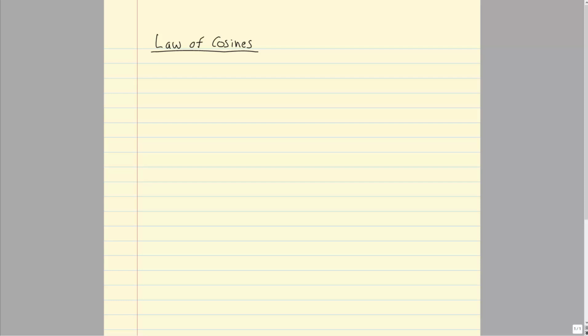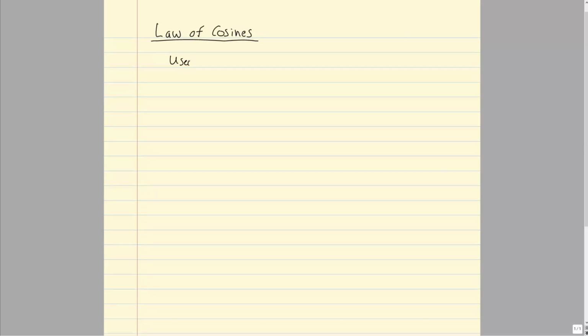We looked at the law of sines, and now we're going to be looking at the law of cosines. For the law of cosines, we also use that to solve oblique triangles. Now remember, oblique triangles are basically a triangle without a 90-degree angle.